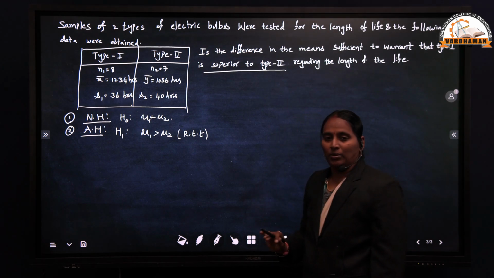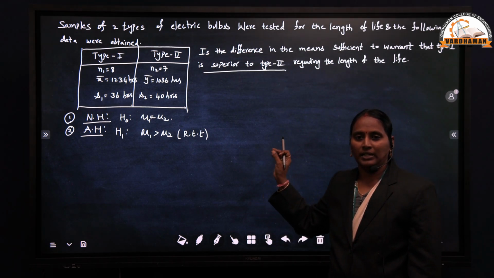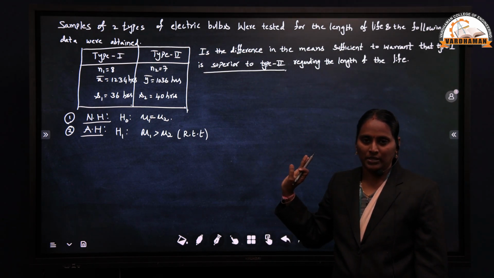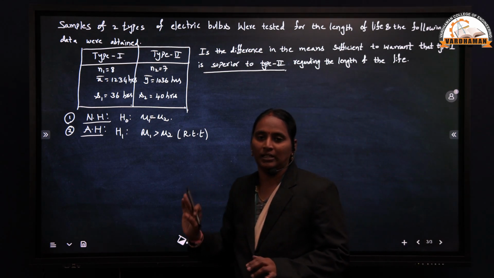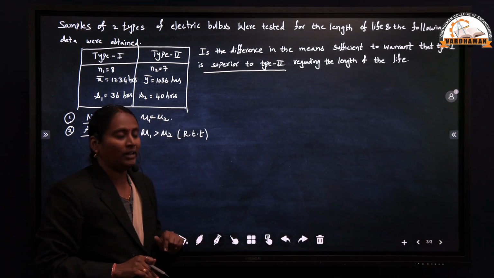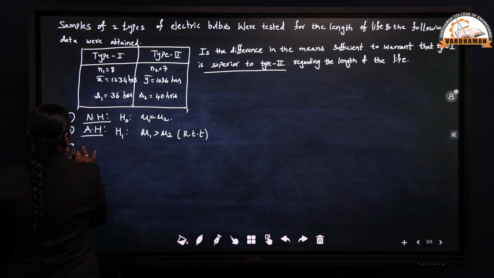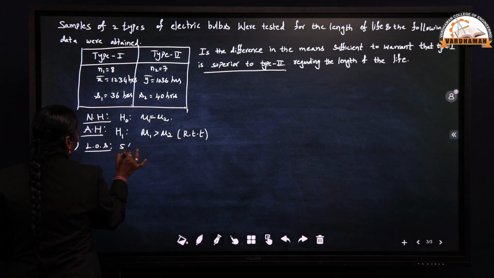So in the given problem, they didn't ask to check whether it is at 5% or 1% level of significance. If they did not mention anything in the given question, we have to follow the 5% level of significance. So we choose the level of significance at 5%. Now let us go with the test statistic.